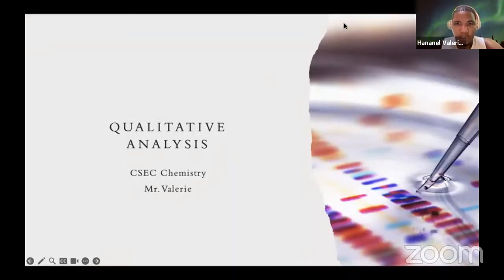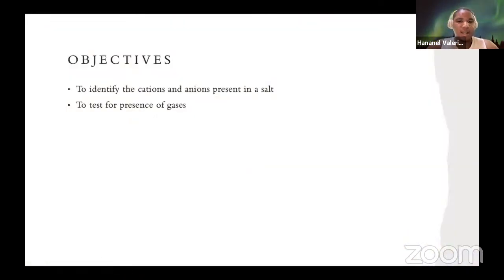Okay, so qualitative analysis is what we are looking at right now. You should all be able to see my screen. So our objectives are to identify the cations and anions present in a salt and to test for the presence of gases. That is why we do QA. I will share the slides again if you are able to do some past paper questions on that.